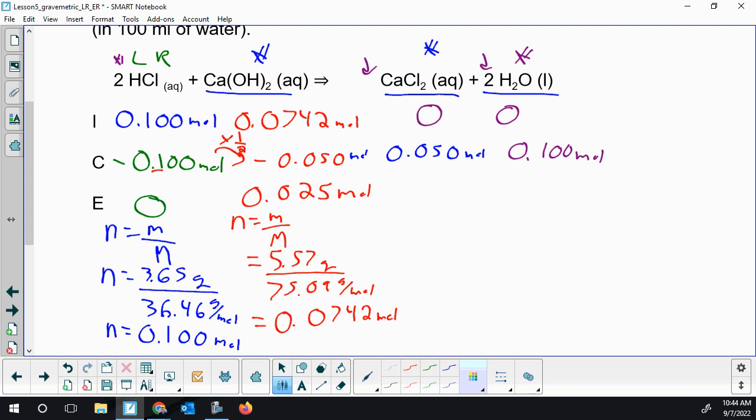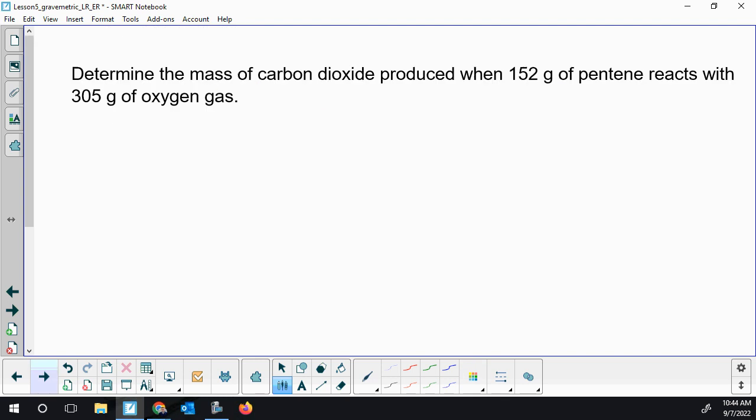The last one, we're coming to the end of stoich. This is your last stoich example. We've got a combustion reaction. We're going to determine the mass of carbon dioxide produced when we have pentene burning with oxygen. And we have a lot of pentene, we have a lot of oxygen, but we can't use those masses to do any type of stoich.